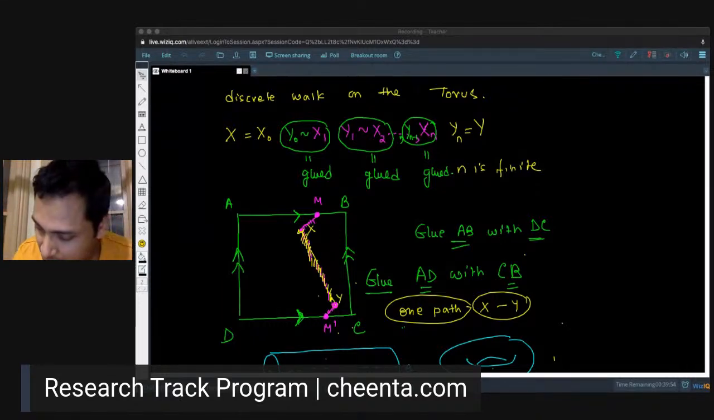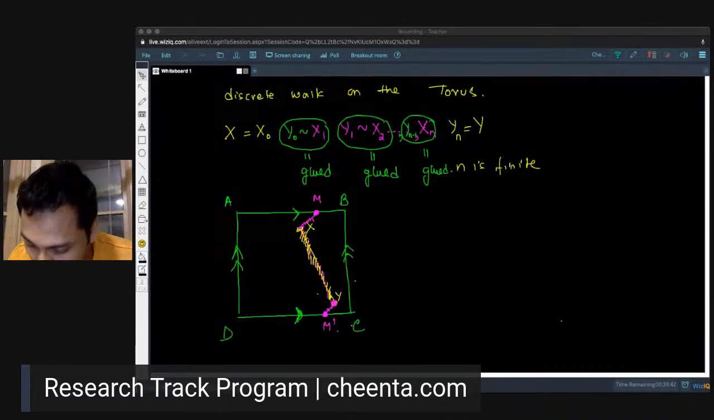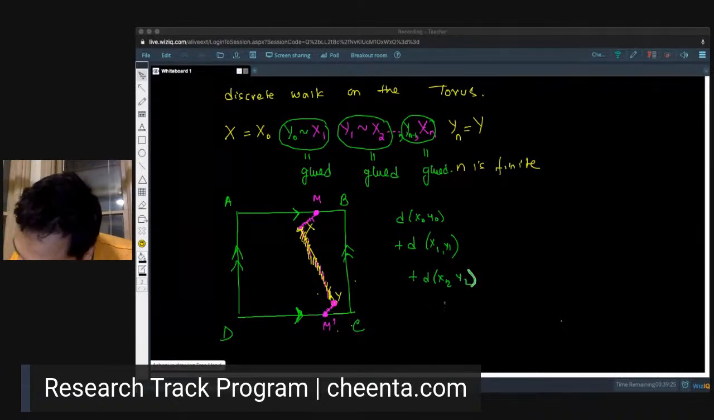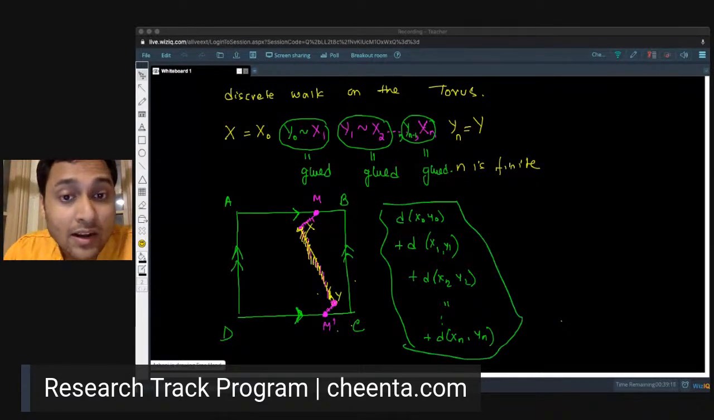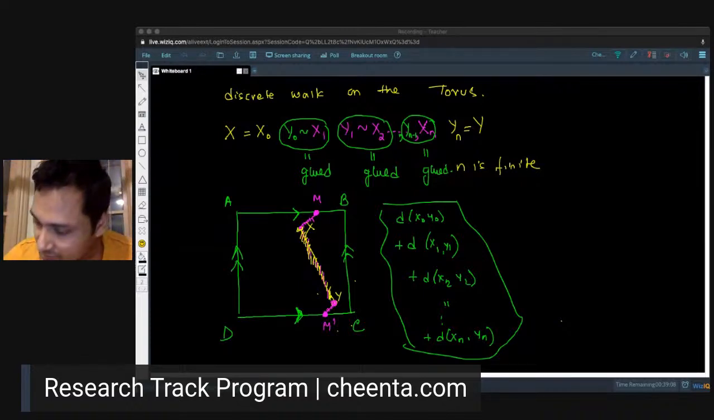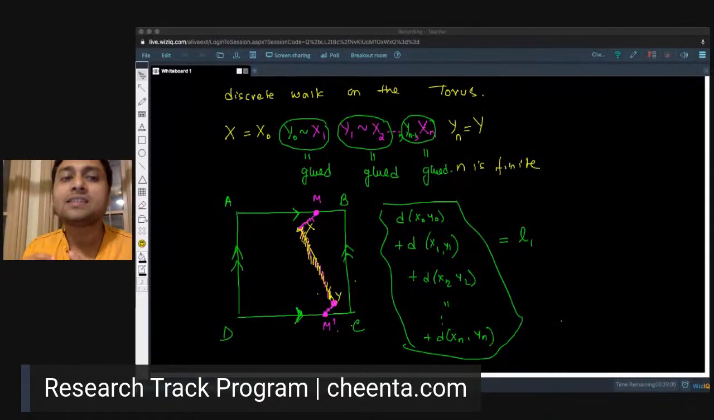So let me just write it, then you will see what I'm saying. You will measure the length of the distance between x0, y0, plus the distance between x1, y1, plus the distance between x2, y2, up to the distance from xn, yn. So this will give you a particular number. You measure these distances. Suppose this value is called L1.